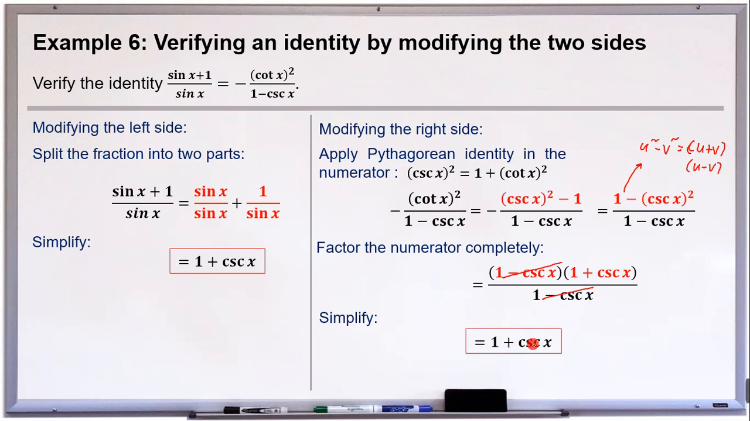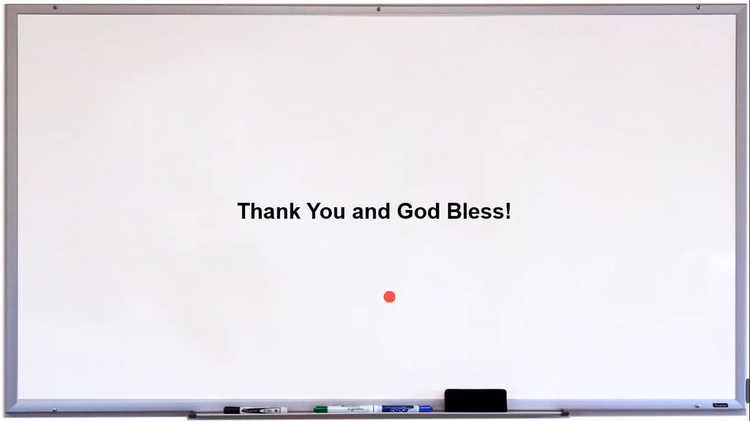As you can see, we have just verified that the expression on the left side that we solved in the first step is 1 plus cosecant x. That is similar to what we arrived at in the second part of our solution, that is for the right side, which is equal to 1 plus cosecant x. Therefore, these two are an identity, or they are equal to each other.